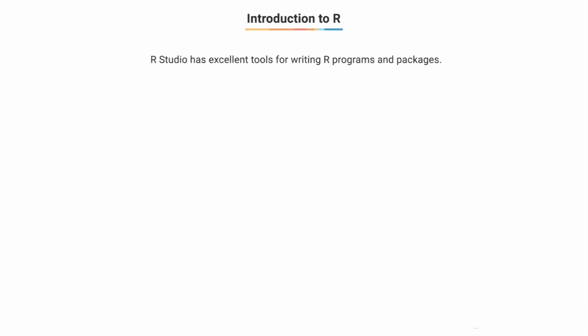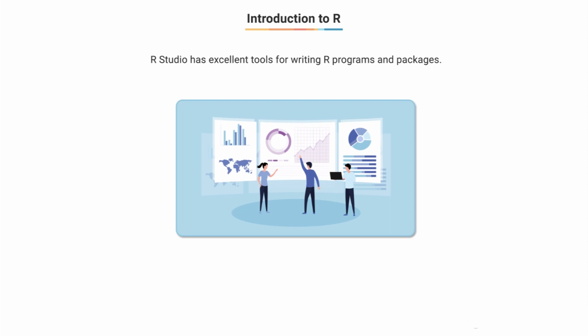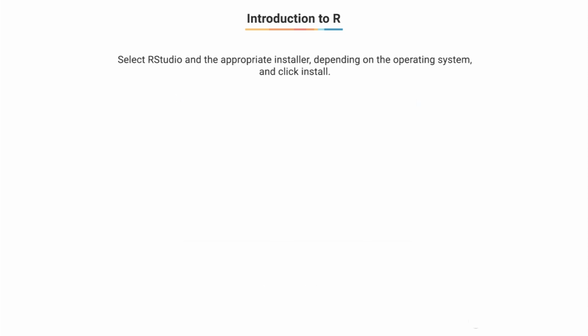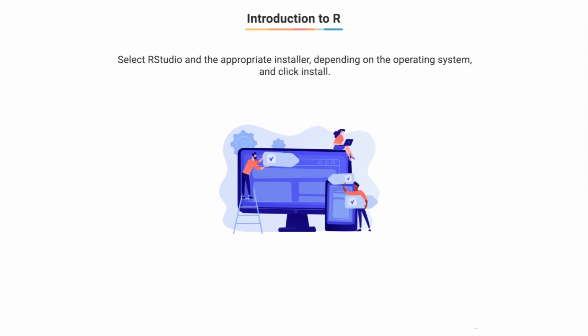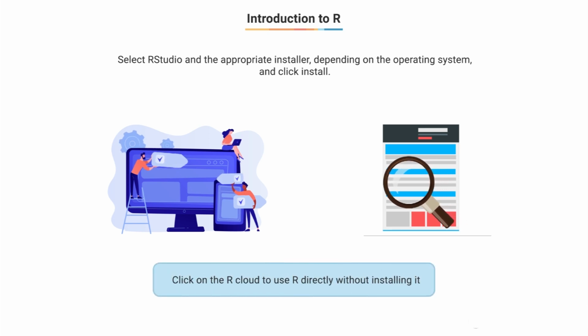RStudio has excellent facilities for writing R programs and packages, but more to the point for us, it provides a convenient environment to conduct statistical data analysis. We can select RStudio and select the installer appropriate for our operating system, and we can then start working with R. Let us have a look at these sources where we can download RStudio, and also there is a facility to directly work on R without installing it by clicking on R Cloud.